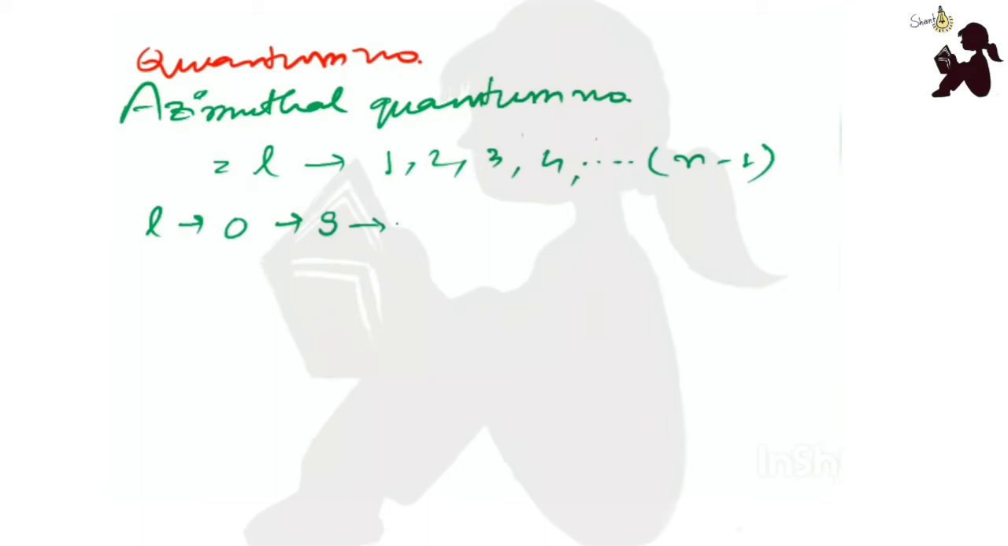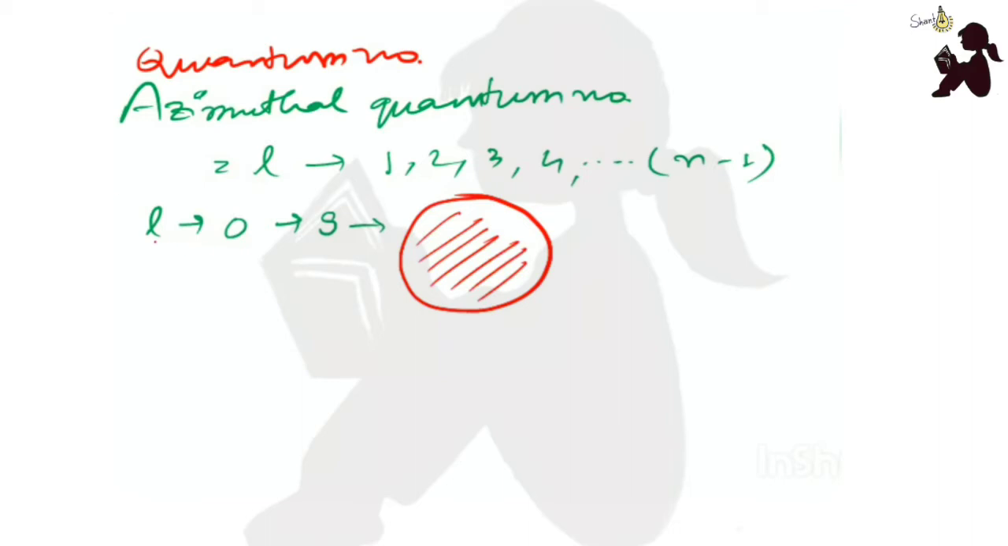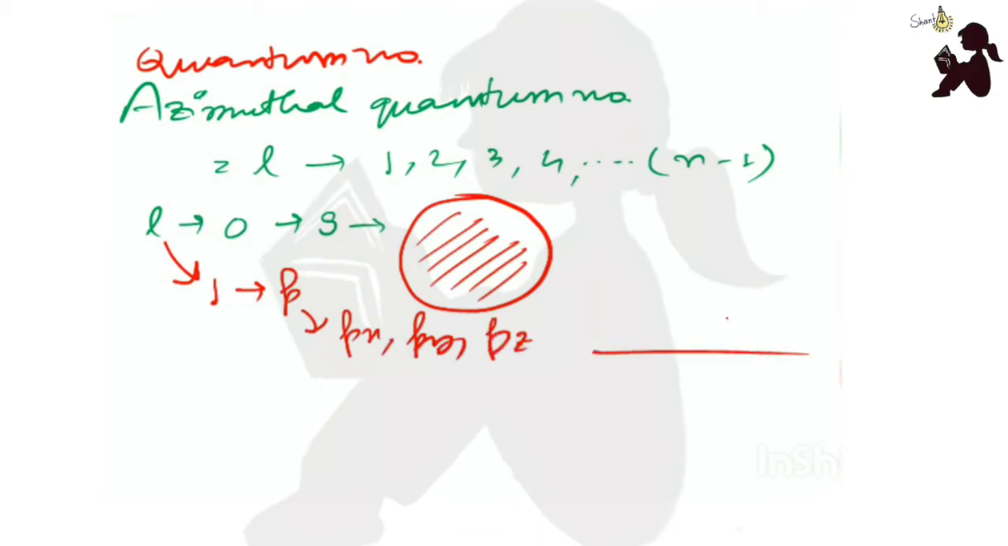So the s orbital has the shape of a sphere, like this. The shape of a sphere. Now, if L is 1, it is denoted as p orbital. P orbitals are of three types: px, py, pz. So we can draw them like this.